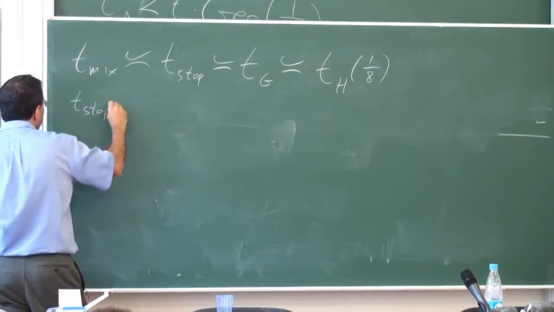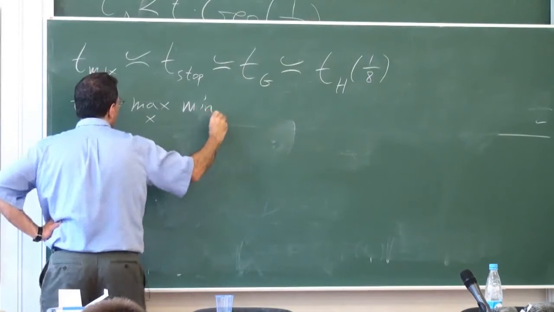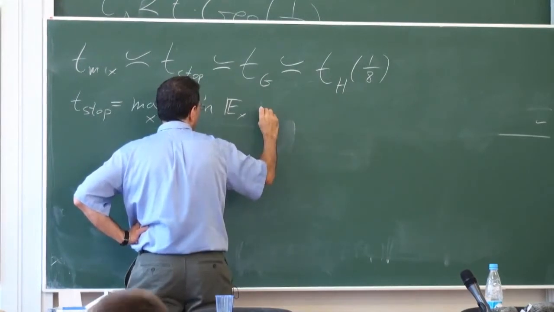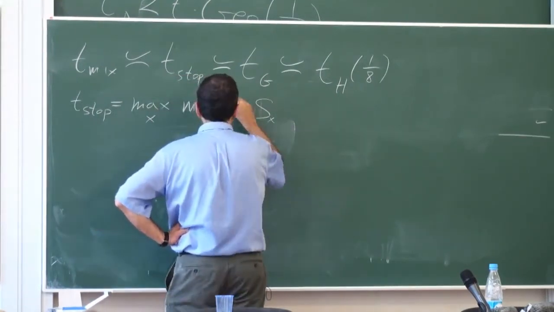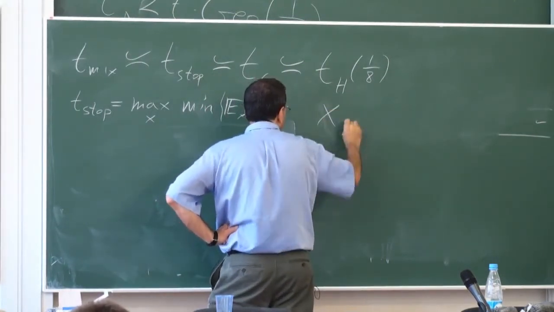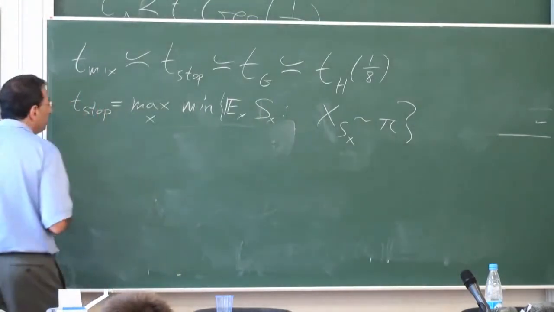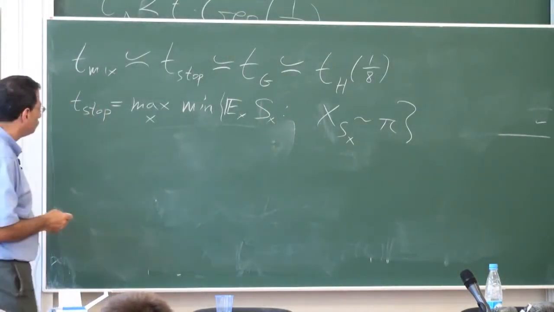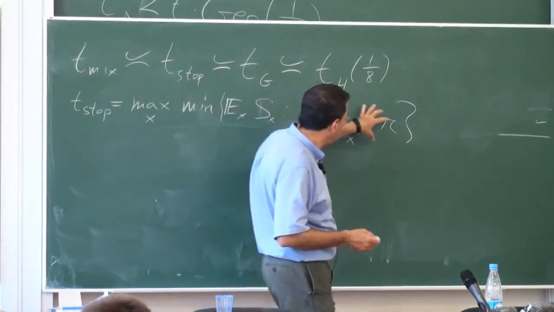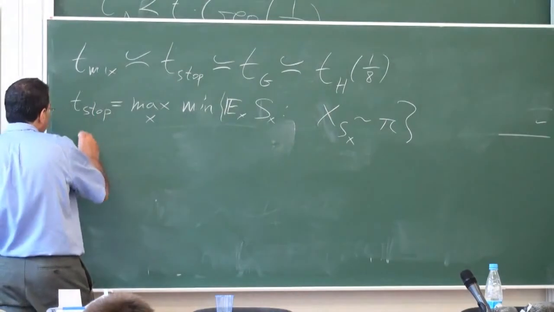T stop is the maximum over starting states of the minimum of the expectation of a stopping time where at that stopping time, the chain has exactly the stationary distribution. And I'll talk about some such stopping times later. So this is some other mixing notion where we stop at a random time and we want to hit the stationary distribution exactly.